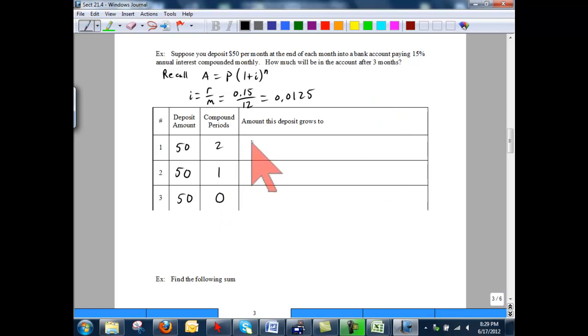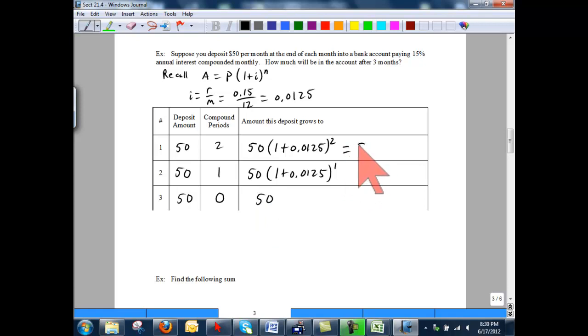Now, let's go back and fill in this last column. How much does this amount grow to? The $50 has this 0.0125 monthly interest rate, and it grows over 2 compounding periods. n is the number of compounding periods. So this will grow to 50 times (1 + 0.0125) squared. And this will grow to 50 times (1 + 0.0125) to the first, and this will grow to 50 times this expression in parentheses to the 0th power, but anything to the 0th power is 1, and so we won't write it, we'll just write the $50.